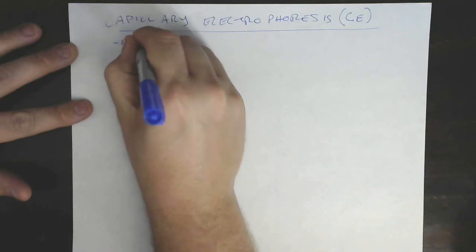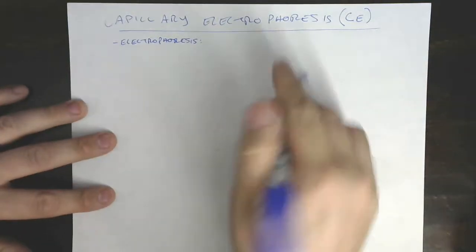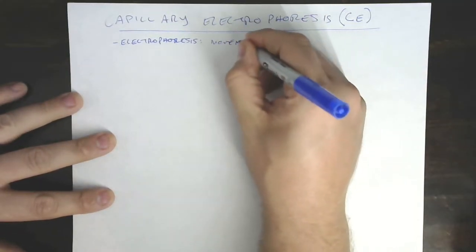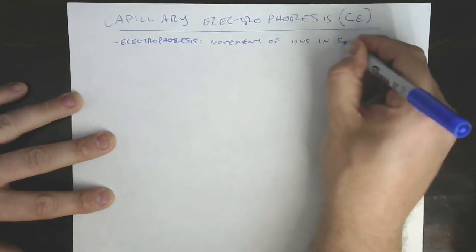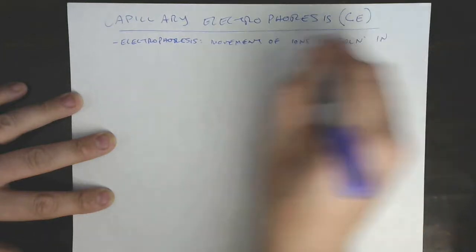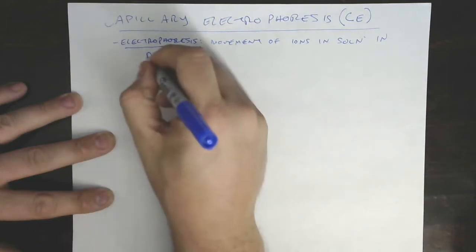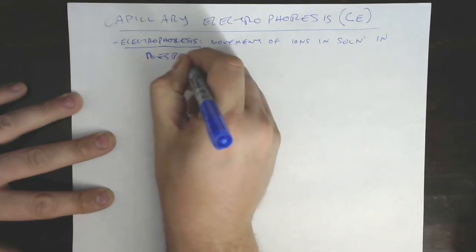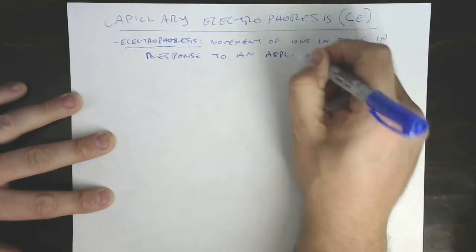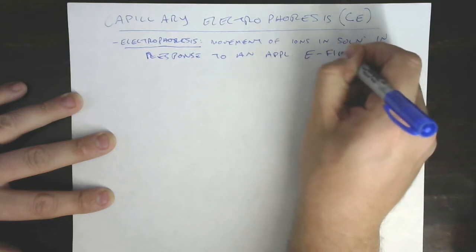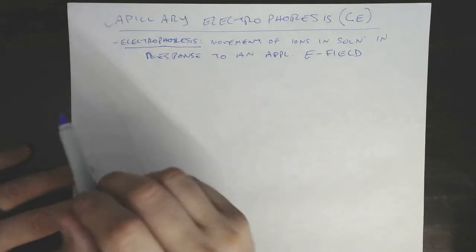So electrophoresis is the movement of ions in solution in response to an applied electric field, or E field. Right, so we apply some potential difference over some distance, and ions want to move in response to that.